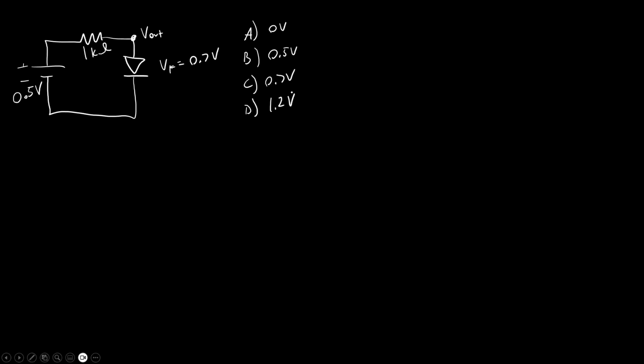If you want, you can go ahead and pause the video here, think about that conceptually, or do the math if you have to. What is V out in this configuration? Voltage source of a half volt, a 1 kilo ohm resistor in series with a diode which has a forward voltage drop of 0.7 volts.